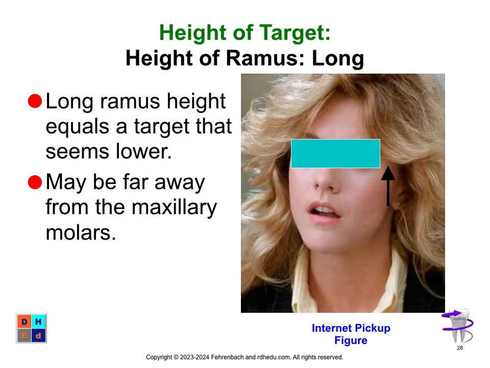Oh, here's that actress again. Okay, height of target, height of ramus. This one is long. Remember we said she had a short jaw, but you can have a long or short jaw with a long or short ramus. A long ramus height equals a target that seems incredibly lower. It's so far away from the maxillary molars, you think you're giving what? A buccal injection. No, you're not.